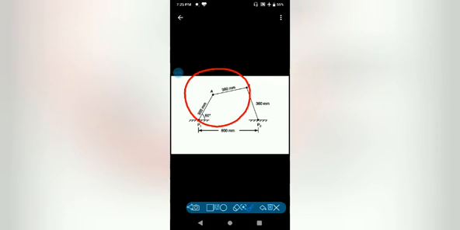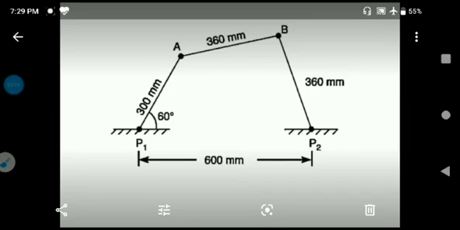So now in the acceleration diagram, we are going to represent acceleration of B relative to A. Acceleration of point B relative to A will have two components like usual. One is the tangential component and the other is the normal component. First we will try to find the magnitude of the tangential component and the magnitude of the normal component.